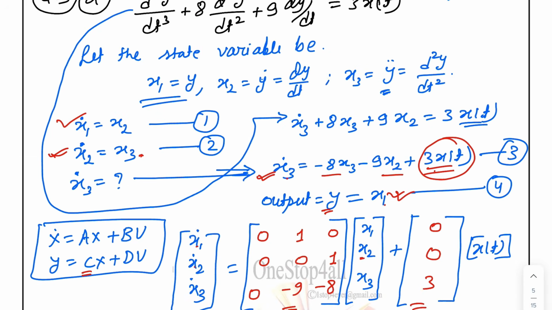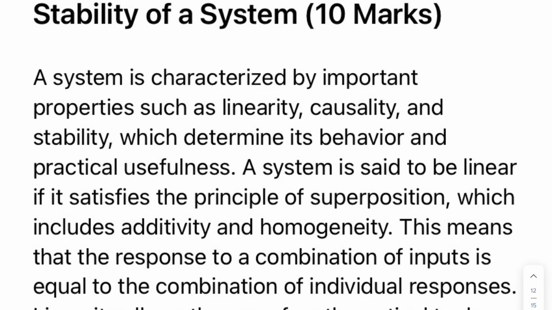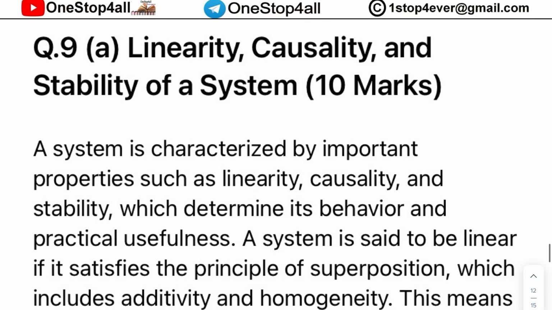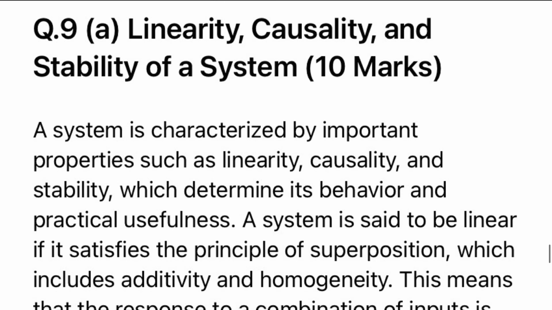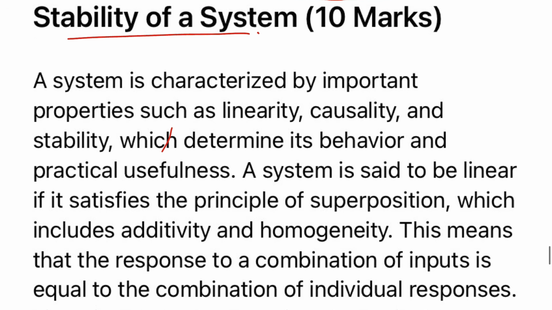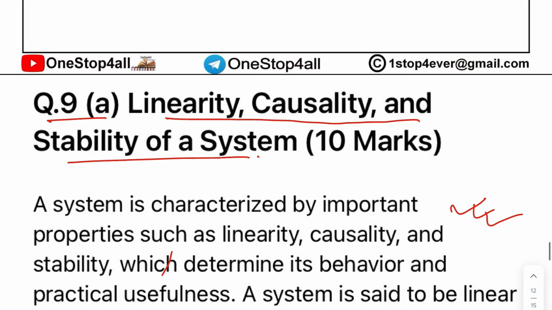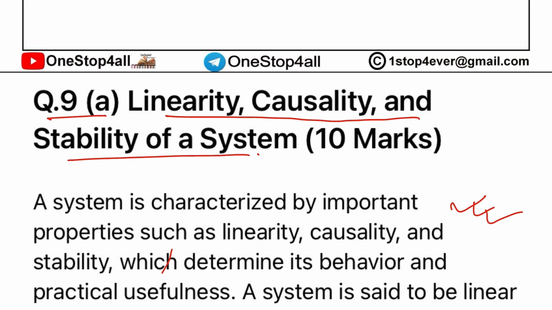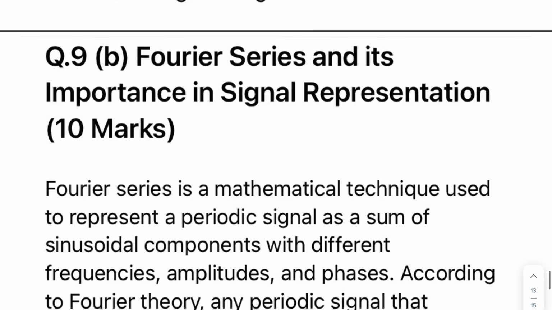And I have prepared some notes for this. For example 9a, linearity, causality and the stability of system. Here it is a system, it is very easy. We need to write the definition, and if there are some figures we need to plot them. Linearity, causality and stability of system. You may refer to these notes. For this type of question, it is very easy.